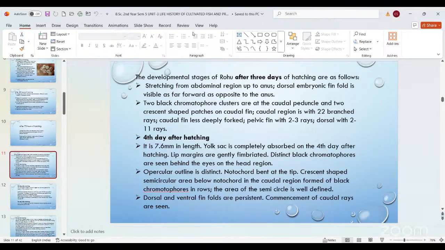Crescent-shaped semicircular area below notochord in the caudal region formed of black chromatophores in rows. The area of the semicircle is well defined. Dorsal and ventral fin folds are persistent. Commencement of caudal rays are seen.